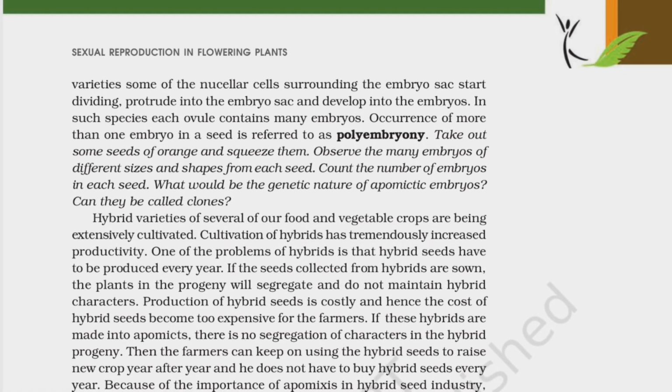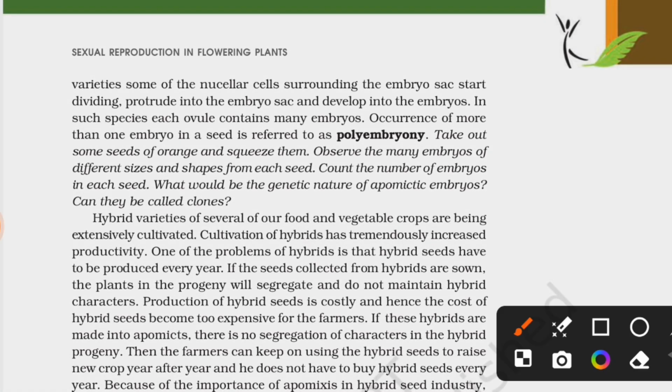Varieties of some nuclear cells surrounded by the embryo sac start dividing, protrude into the embryo sac and develop into embryos. In such species, each ovule contains many embryos. Occurrence of more than one embryo in a seed is referred to as polyembryony.